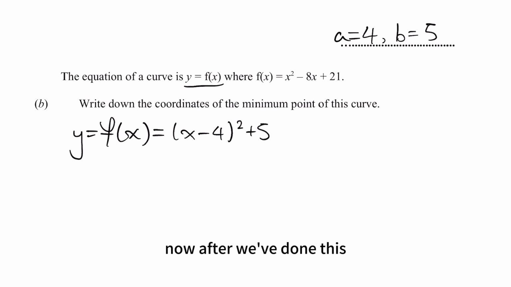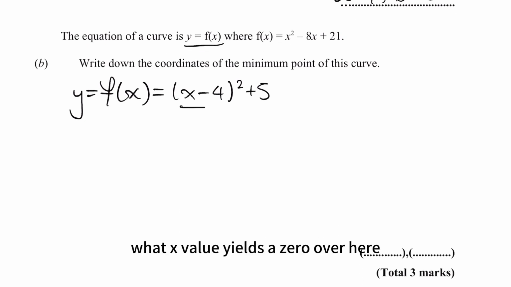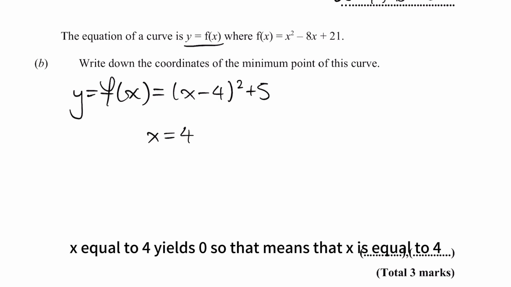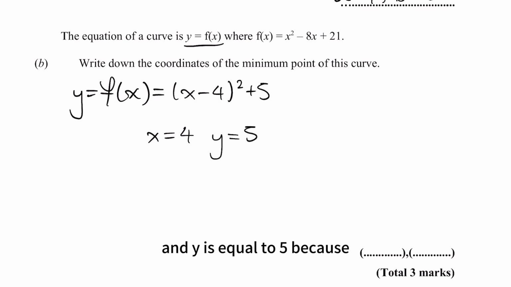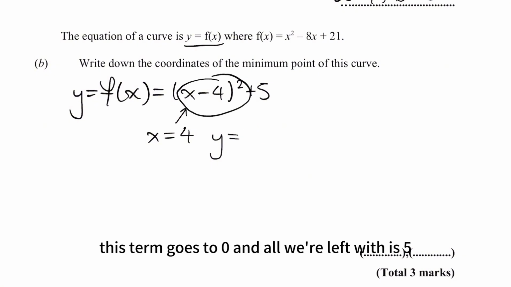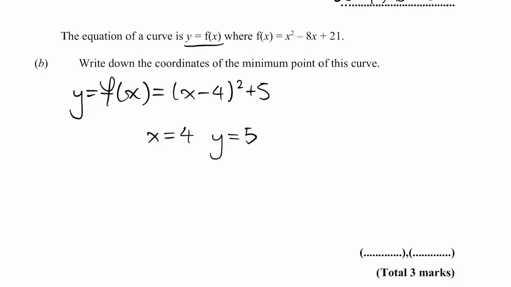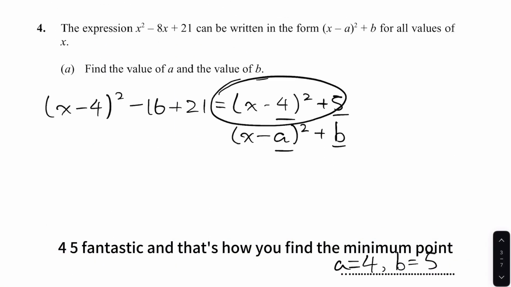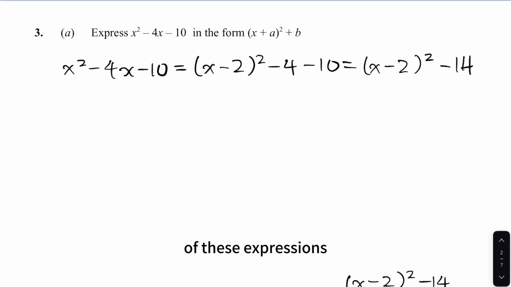Now, after we've done this, we just have to notice what x value yields a 0 over here. x equal to 4 yields 0. So that means that x is equal to 4 and y is equal to 5, because when we plug in x equal to 4, this term goes to 0, and all we're left with is a 5. So our coordinate, (x, y), is equal to (4, 5). Fantastic. And that's how you find the minimum point of these expressions.